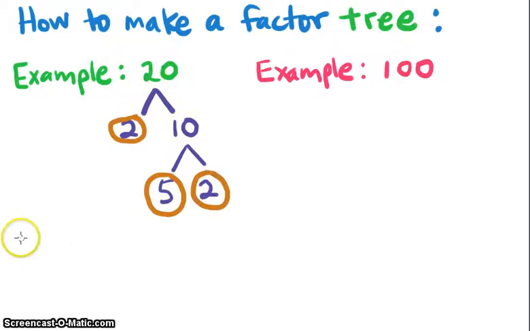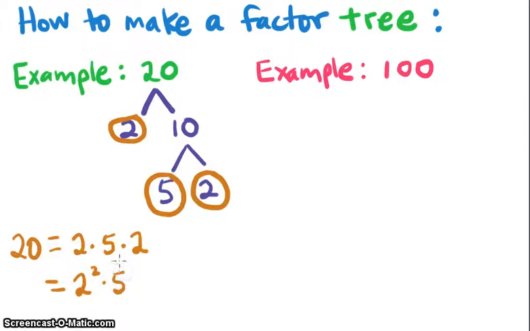So we can write 20 is equal to 2 times 5 times 2. This is the same thing as 2 squared, because we have 2 of them, and then times 5. This is 20 in its fully factored form.